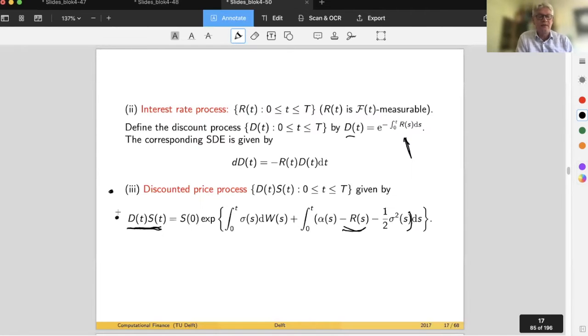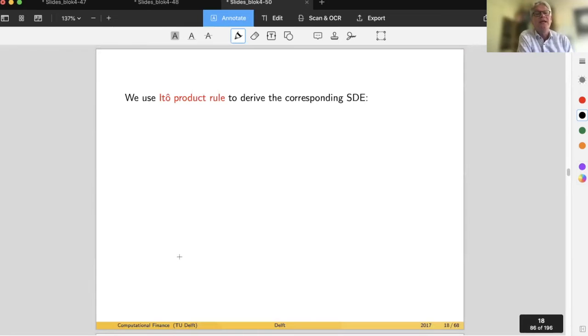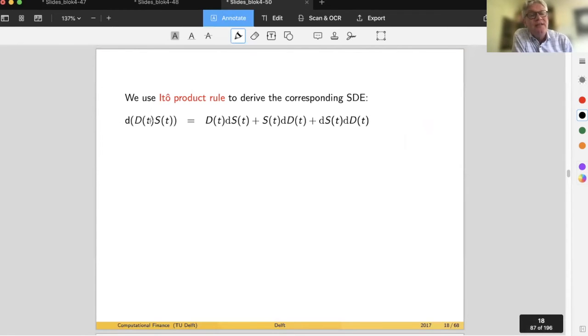Now let's try to get to the SDE for the discounted stock price process. And you know how we do that. We used to do that by showing that it's an Ito process, for example, or by Ito's product rule. And in this case, we use the Ito product rule to derive the corresponding SDE. First, let's look at the Ito product rule. The change in D_t S_t, the change in discounted stock price.